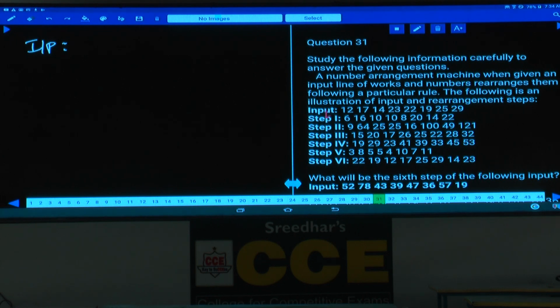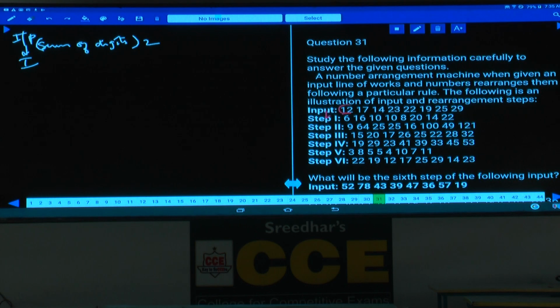Tell me. Input 12, 17. How will you get 6 with the help of 12? 1 plus 2 is 3. Now 3 into 2 is 6. That means the sum of the digits in the input is doubled. Input to step 1, what is the logic here? The logic is the sum of the digits in the input is doubled. That means twice the sum of the digits.